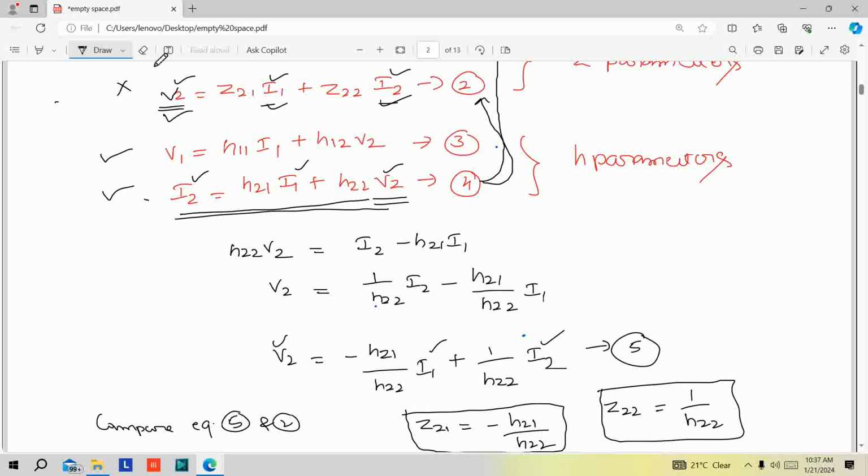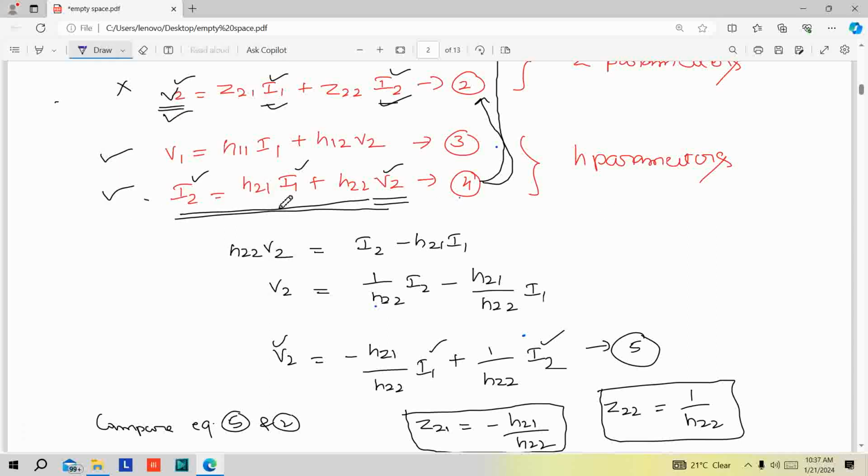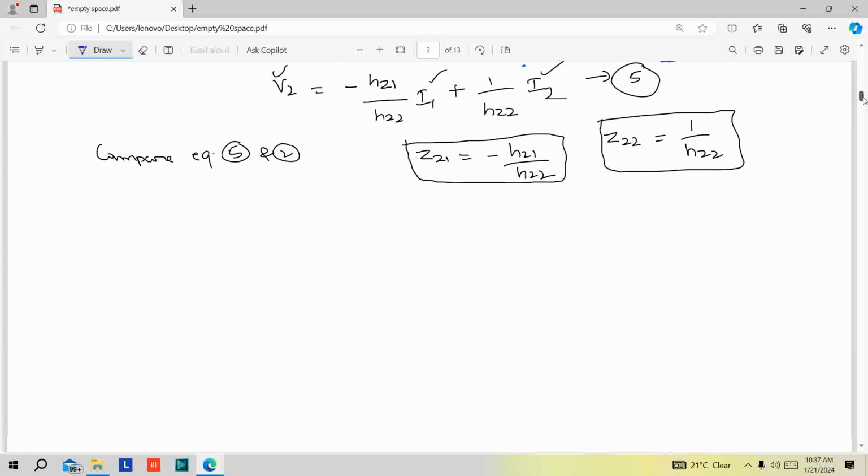Now in the first step we have varied equation 4 with respect to equation 2. Then substitute the value of V2, that is equation 5, in equation 3. So which one is not altered in the first step? We need to substitute equation 5 in that equation. So I'm going to substitute the equation 5 value in equation 3. First write equation 3 once again.